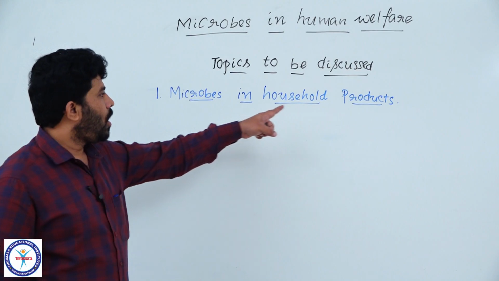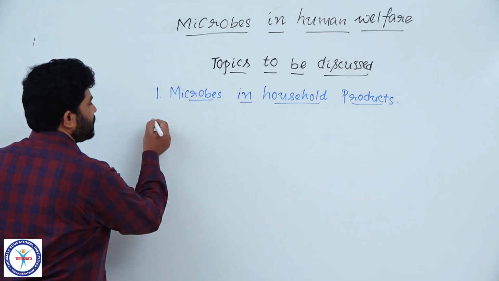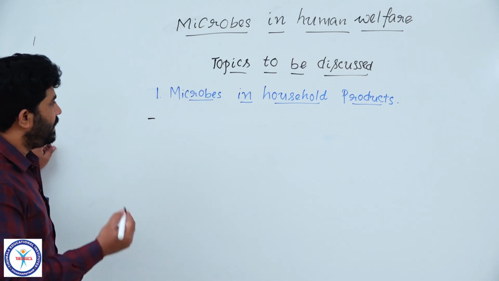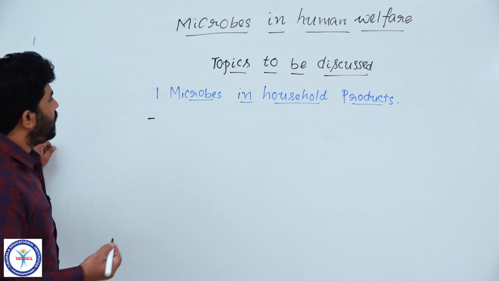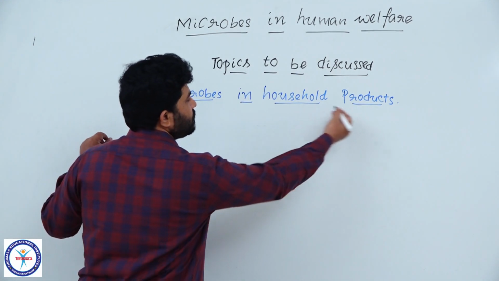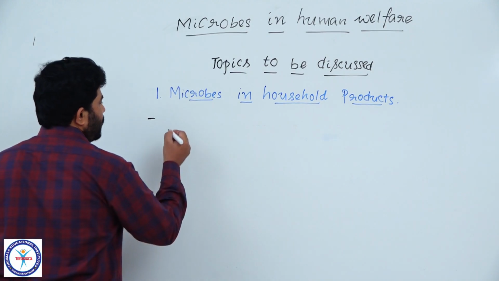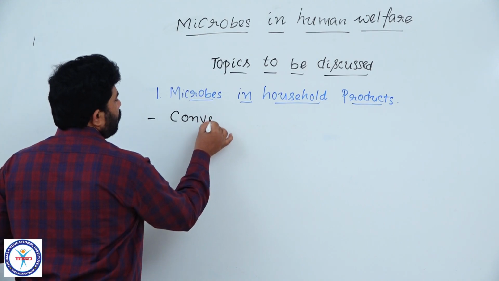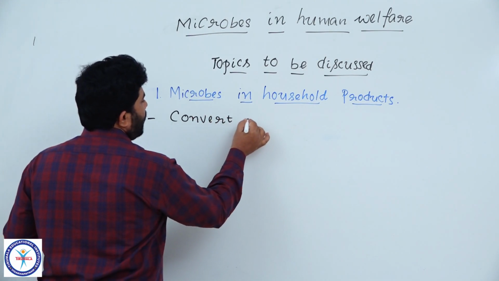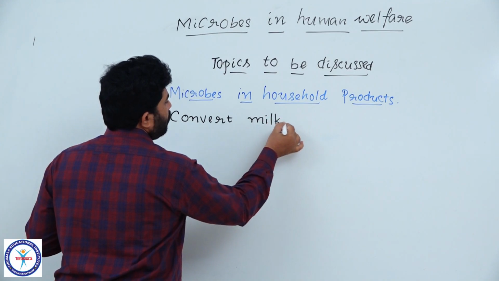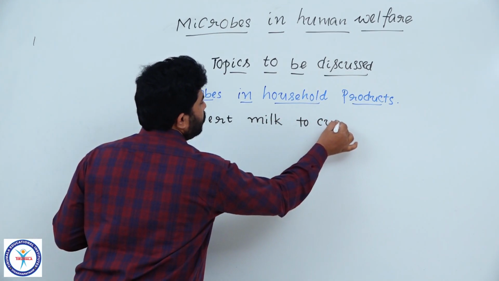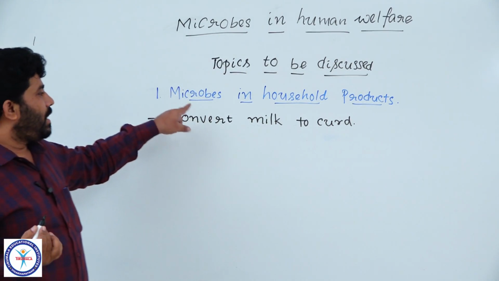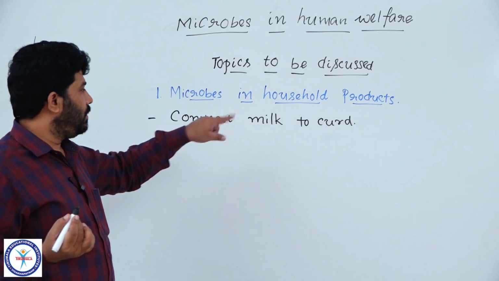Okay, microbes in household products. Here we must focus our concentration on some important categories of useful things that we generally obtain from microorganisms as household products. In that, the first one is converting milk to curd. It is the first case in which we are using microbes for getting curd.